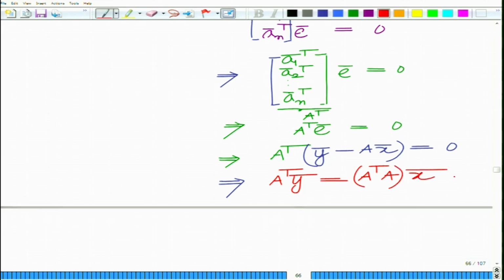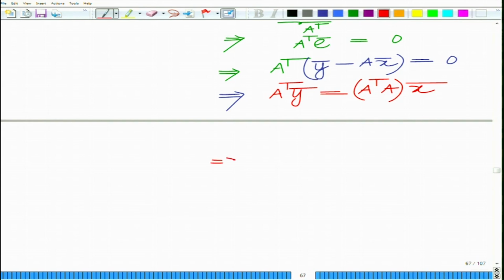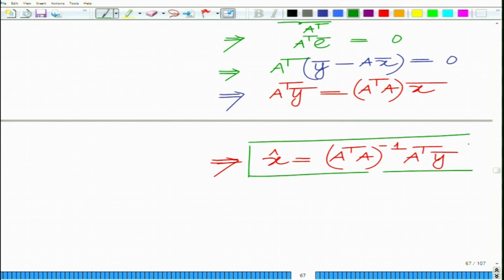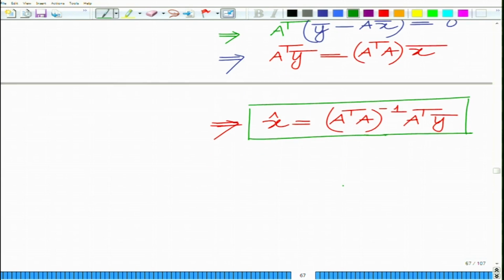which is a condition that we had already seen, which implies that the best vector x bar that minimizes the error, that is x hat, equals A transpose A inverse A transpose into y bar. Okay. So, this implies that x hat equals A transpose A inverse into A transpose into y bar. This is nothing but, again, the least square solution.